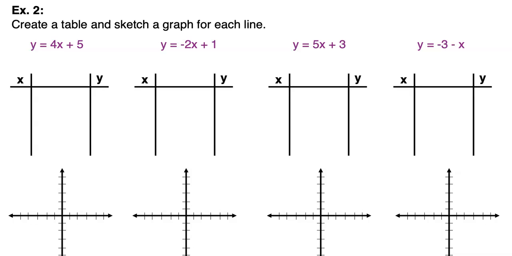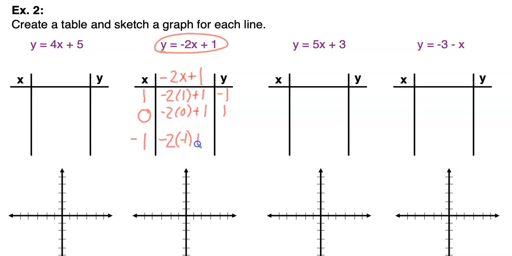I'm going to, actually, we might just do one of these. So let's go to this one right here. Now, y is already by itself, so that's good. So I can fill in my equation right here. So in for x, I'm going to use 0, maybe a 1, maybe a -1. So I got -2 times 1, -2 plus 1 is -1. And then -2 times 0, so that'd be 0 plus 1 or 1. And then -1 in for x, so that becomes 2 plus 1 or 3.